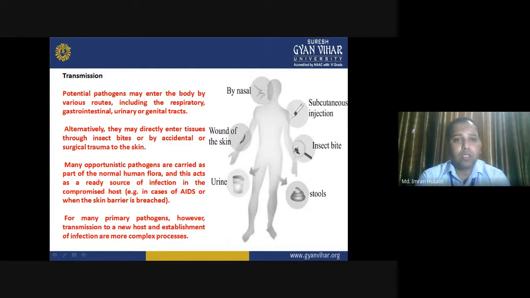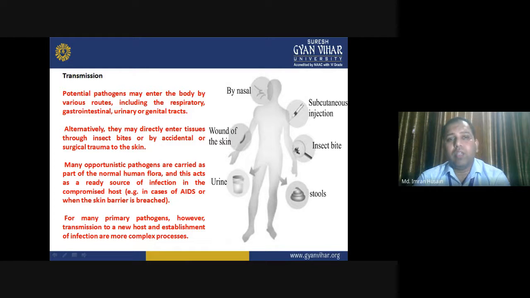Transmission: a potential pathogen may enter the body by various routes, including the respiratory, gastrointestinal, urinary, or genital tracts.